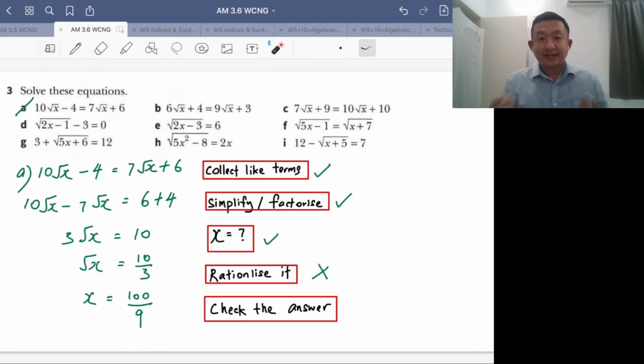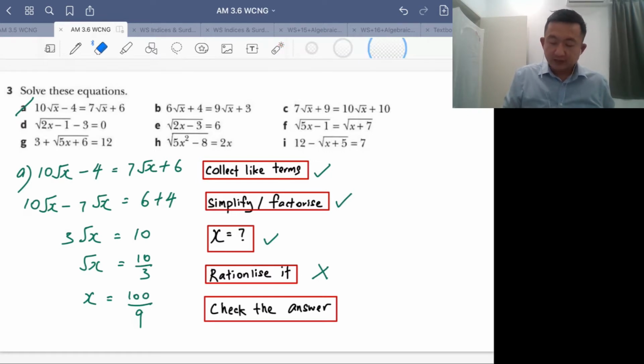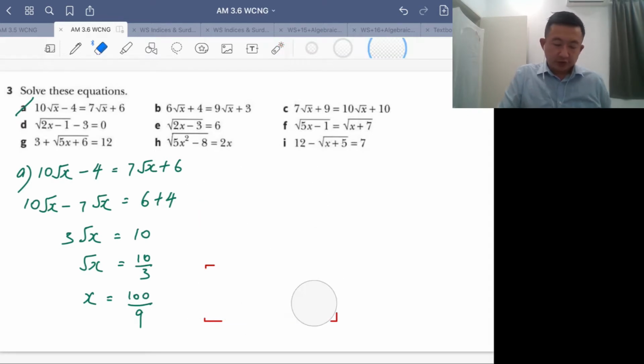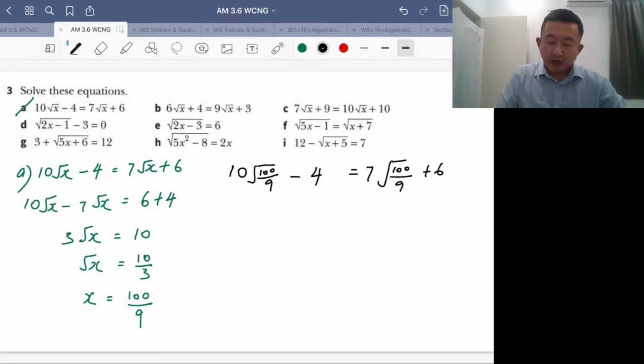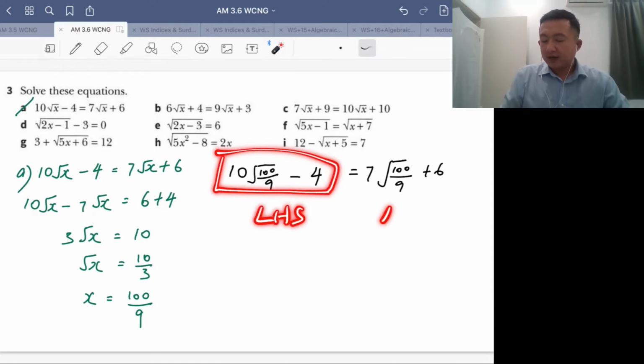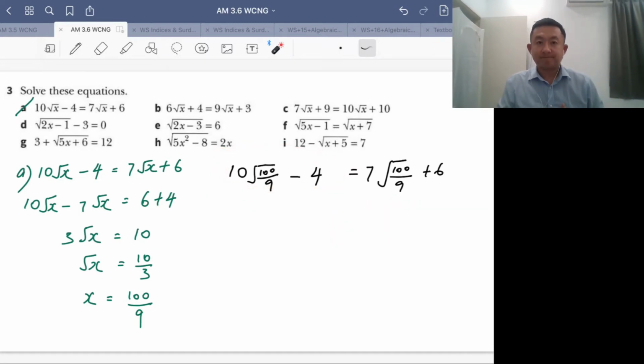to see whether this is the final answer. Okay, how do we check? Let me show you. You check the answer as the last step. This is how you check the answer. You have 10 root 100 over 9 minus 4 equals 7 root 100 over 9 plus 6. You have to check whether, when you put this in, the left hand side and the right hand side are equal or not equal. If it's not equal, that's not the solution.